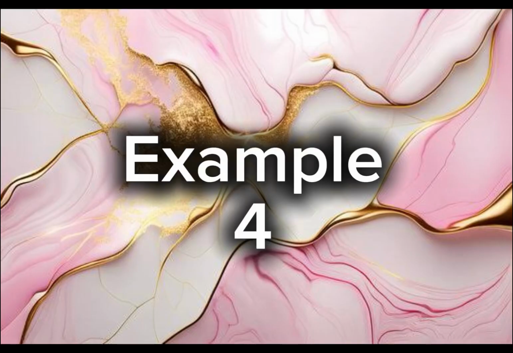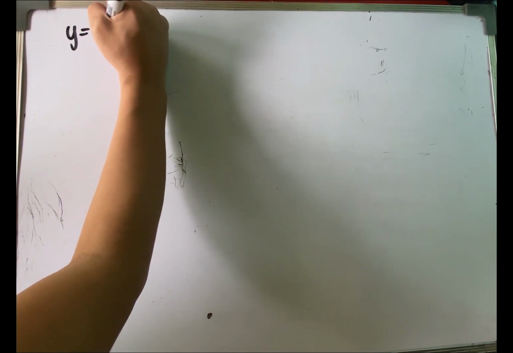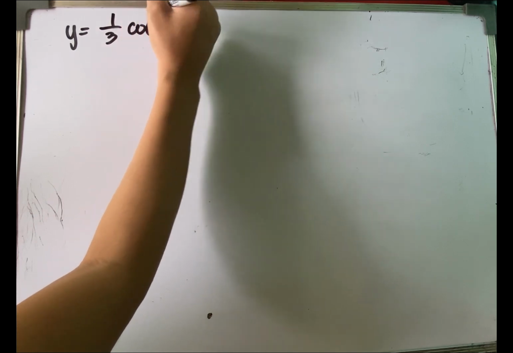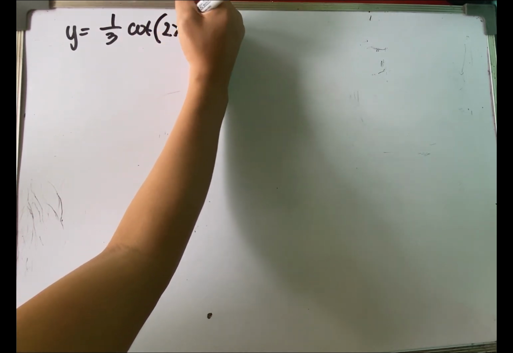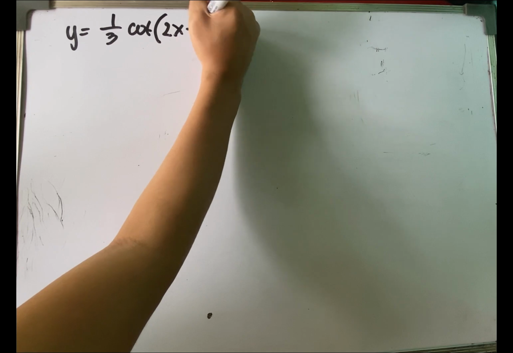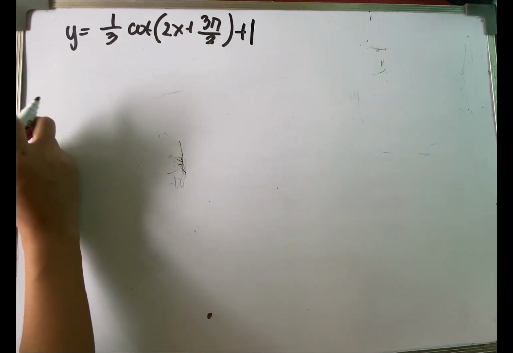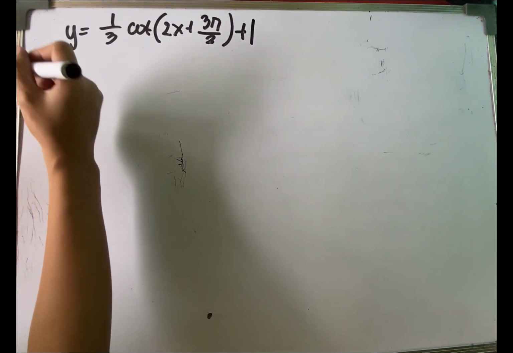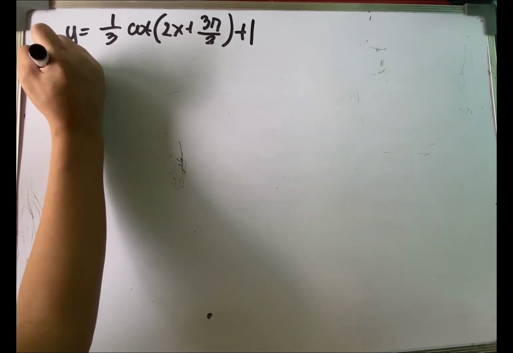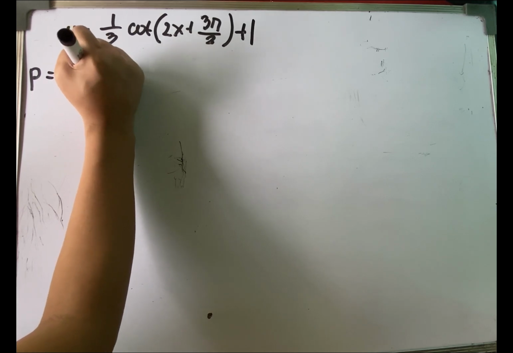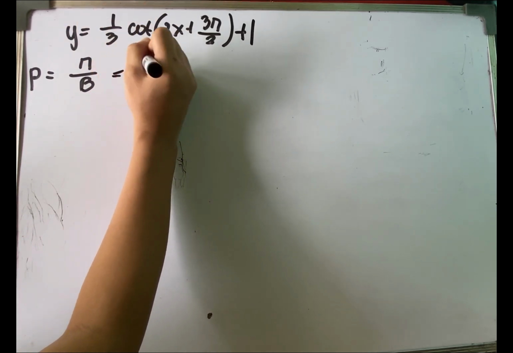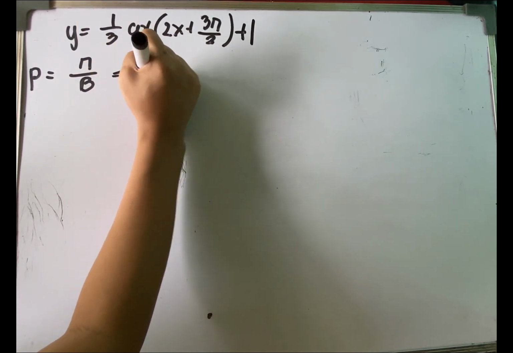And now let's proceed to our example number 4. We have y is equal to 1/3 cotangent of 2x plus 3 pi over 2, plus 1. So first we get the period. In order to get the period, it's pi over b. Our b is 2. So we have pi over 2.